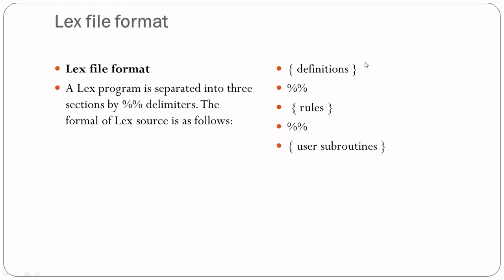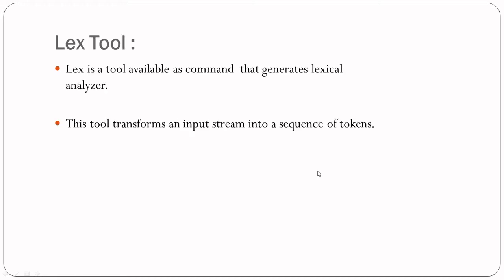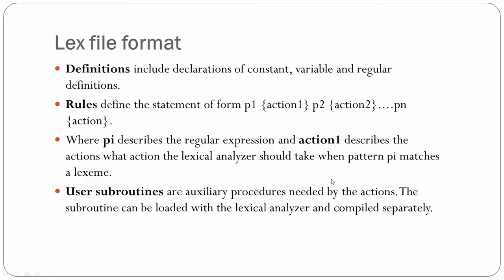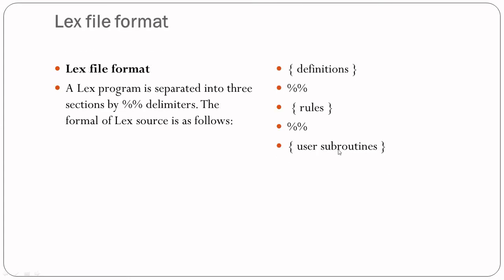Now, we give definition, rules and subroutine as sections of this file. In the definition section, you can include the declaration part, constants, variables, or any token declaration. In the rule section, you can specify pattern and action. We'll see how to specify this, and I'm going to demonstrate. And in the last section, you can give the subroutine functions to be invoked.